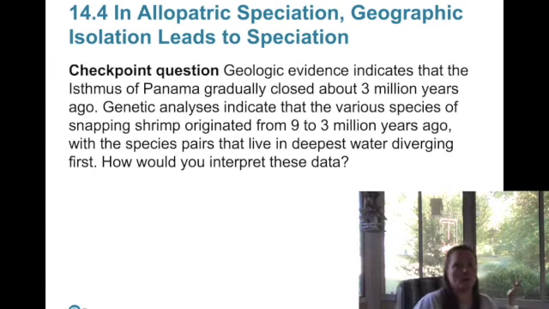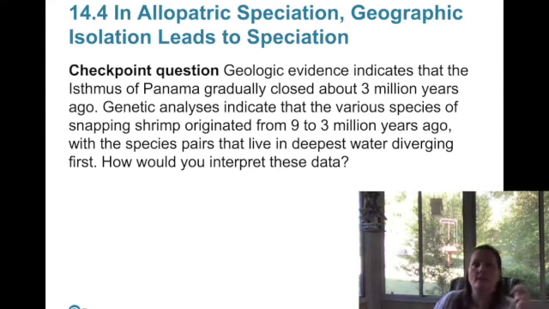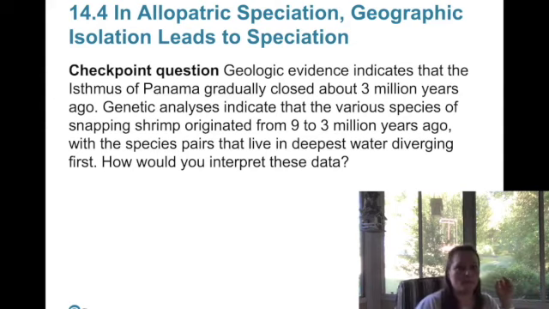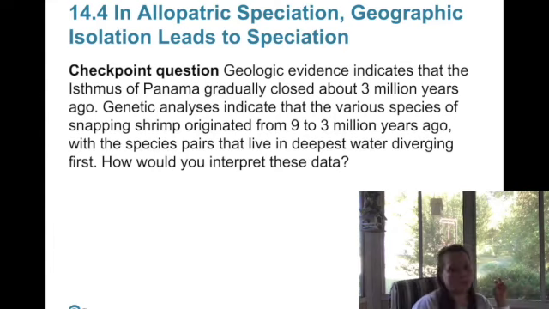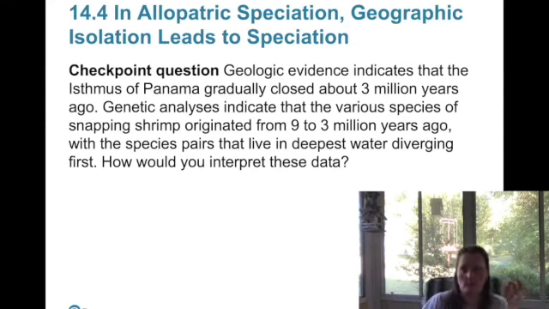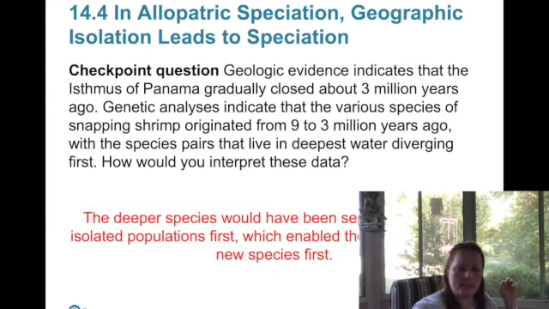Yet another checkpoint question. I told you there's a whole bunch in this one. Geologic evidence indicates that the Isthmus of Panama gradually closed about 3 million years ago. Genetic analysis indicate that the various species of snapping shrimp originated from 9 to 3 million years ago, with the species pairs that live in deepest water diverging first. That means the ones that are at the deepest water, they're the ones who became separate species first. How would you interpret these data?